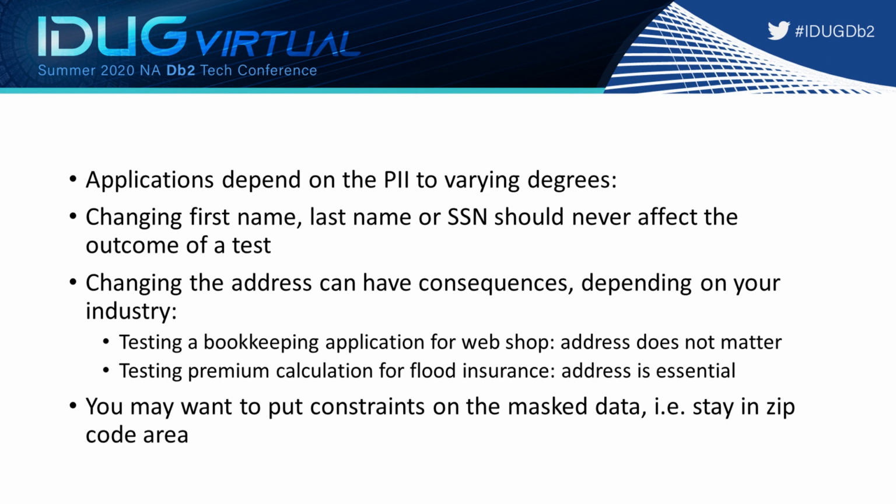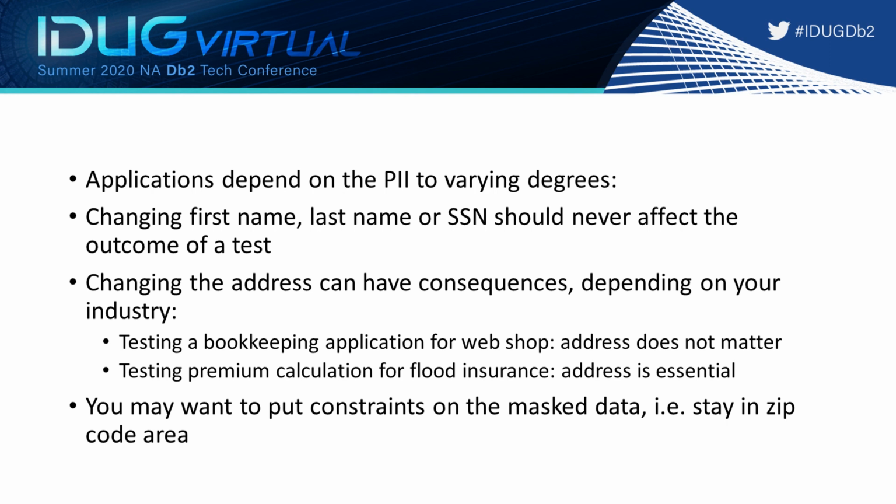Sometimes the personal information that we are trying to remove is crucial for an application or for a test. For example, if you change somebody's first or last name or the social, that should not really affect the outcome of a test. But if you change somebody's address, that can have consequences.